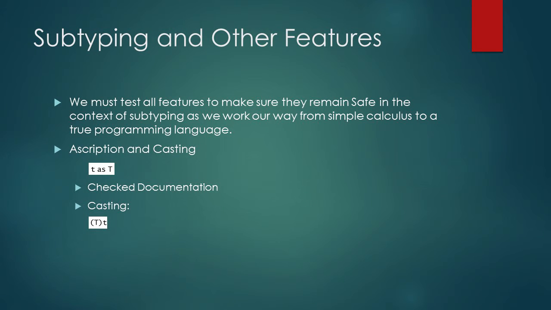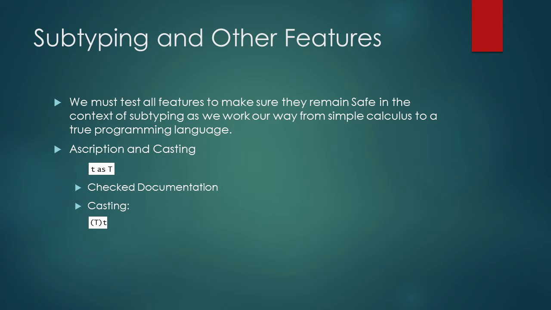Subtyping and other features. Everything we add from our initial simple calculus on the way to a fully operational programming language must be tested with subtyping to ensure it all still functions. We'll address now some of the features which have been brought up so far, though these will not include parametric polymorphism, recursive types, or type operators.